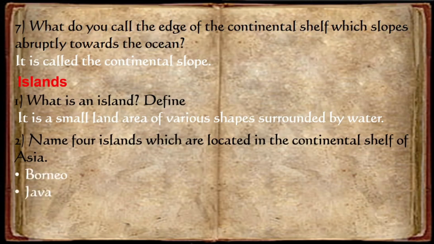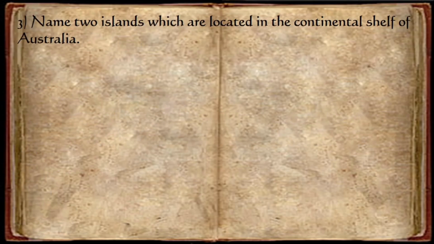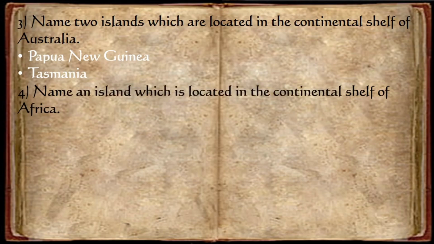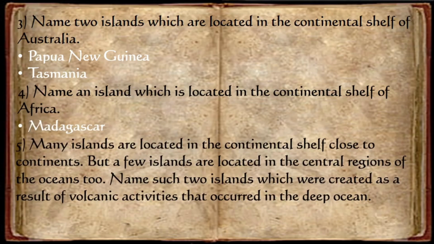Borneo, Java, Sumatra, Sri Lanka. Name two islands which are located in the continental shelf of Australia. Papua New Guinea, Tasmania. Name an island which is located in the continental shelf of Africa. Madagascar.